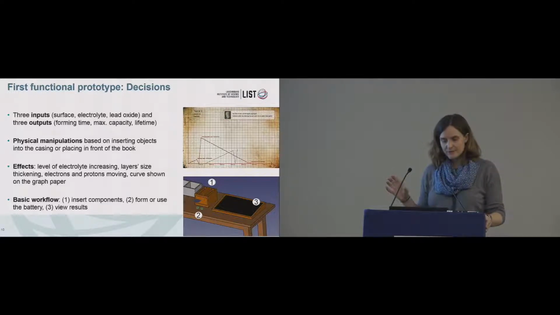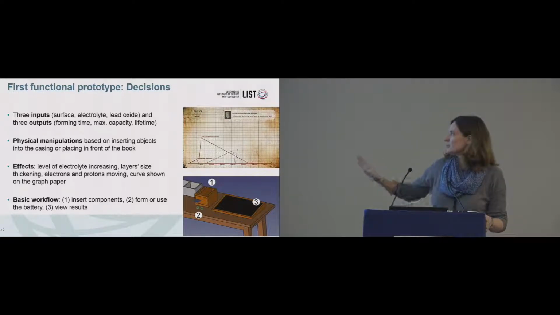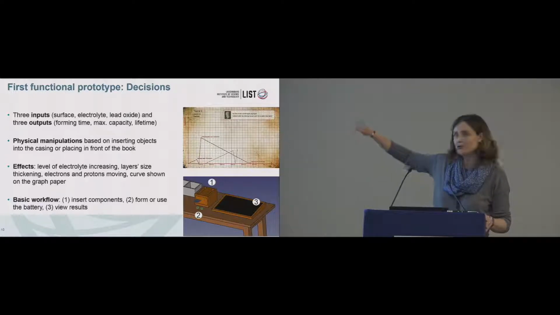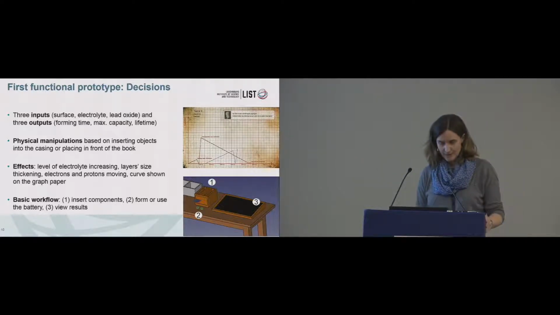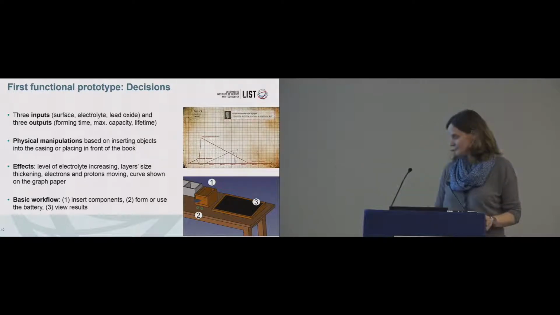So based on this, everything became a bit clearer and more consistent. Then we thought about effects and how they could be shown, with graph paper to show the curves, how they are increasing, decreasing, and what could be shown on the transparent screen in the casing. The workflow is basically 3 steps: insert components, form or use the battery, and then view the results on the graph paper.